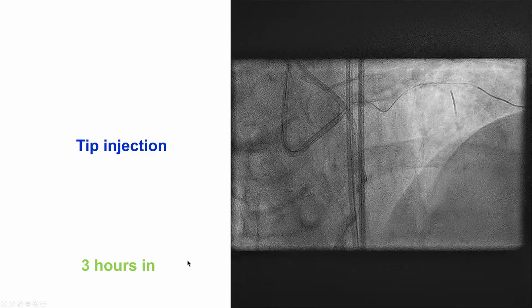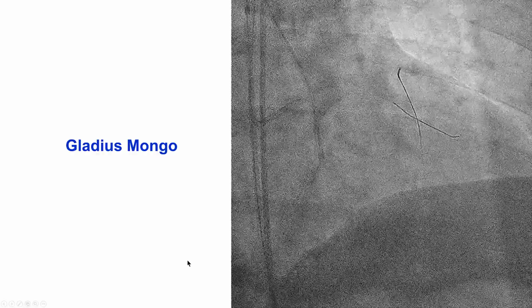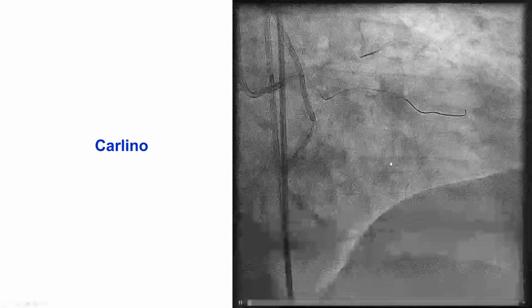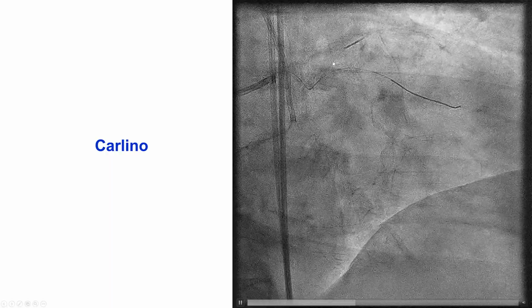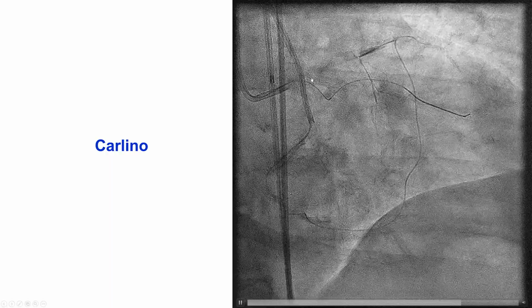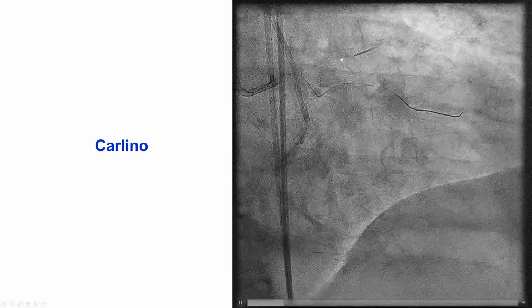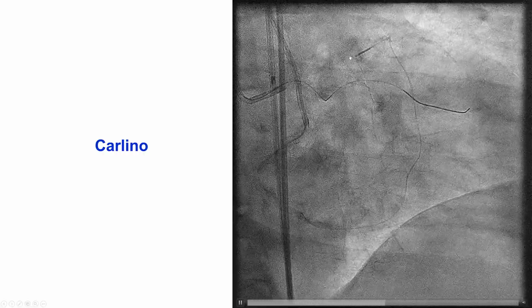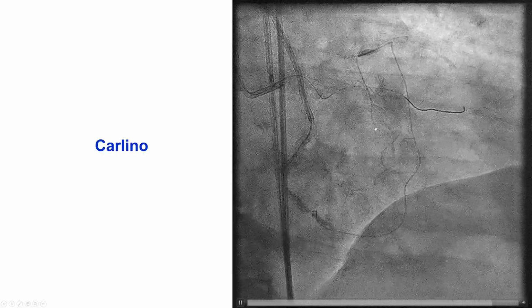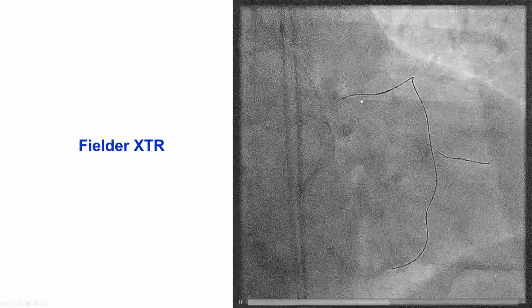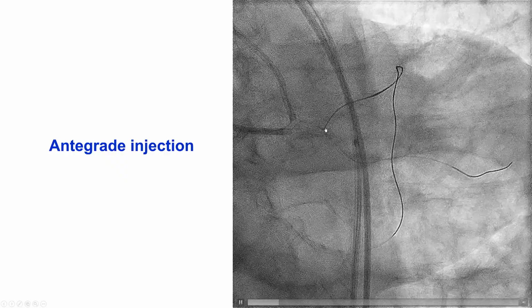And at this point, we've been doing this for about 3 hours. We were able to advance a Gladius Mongo wire retrograde. We had difficulty advancing more proximally due to significant calcification. Eventually, we did another injection with the catheter advanced as far proximally as possible. And then eventually, after multiple attempts and multiple wires, we were able to advance a Filter XTR in what seems to be the course of the proximal LAD.